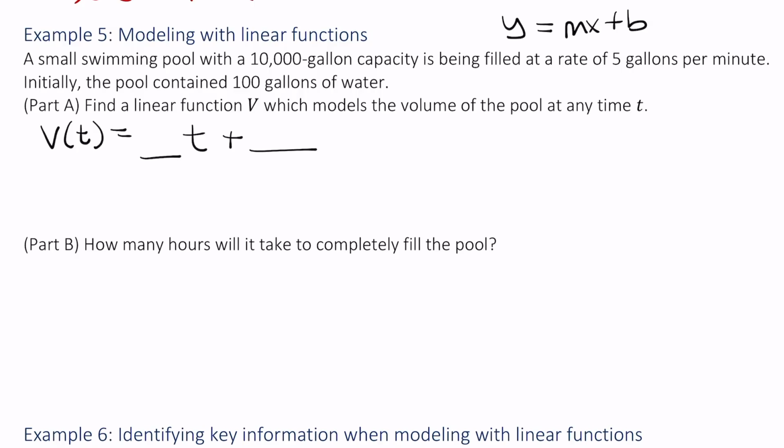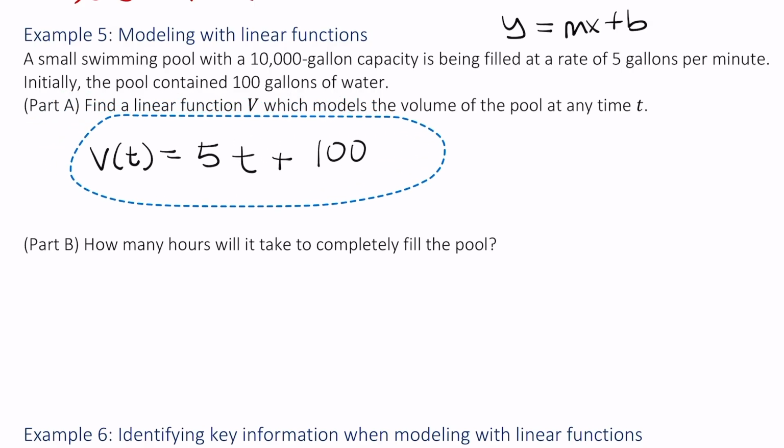All right, so what is the rate of change in this example? 5 over 1, so I'm just going to write this as 5. Okay, so my rate of change is 5. What's the y-intercept? 100, because we're talking about the volume of the water, so 100. And that's it. You've done it. You found a linear function which models the volume of the pool at any time. Okay, so this is for part A, and I don't know why I squished that in there.